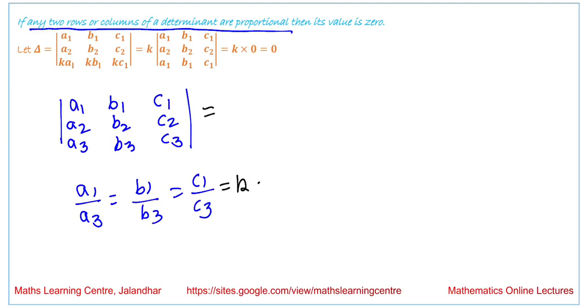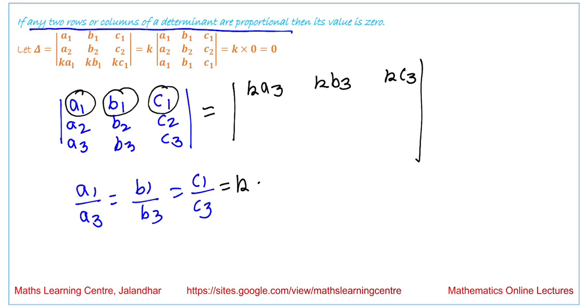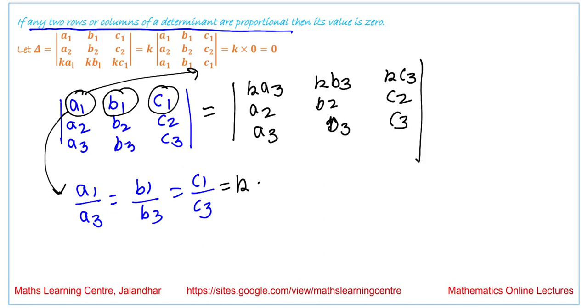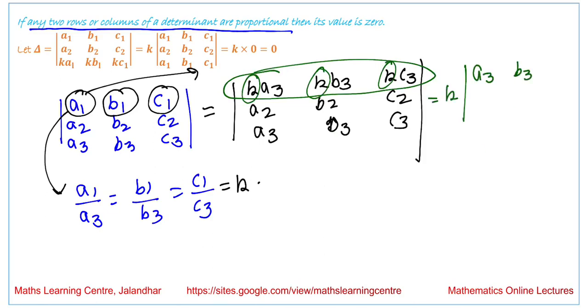Then what we get is that this determinant is equal to K times A3, K times B3, K times C3. In place of A1, B1, C1, we can substitute the values over here. It is A2, B2, C2. This is A3, B3, C3. From this first row we can take K common. We are left with A3, B3, C3, A2, B2, C2, A3, B3, C3.